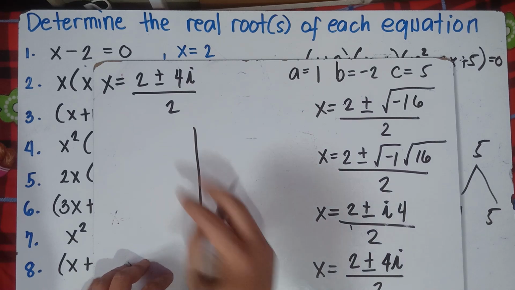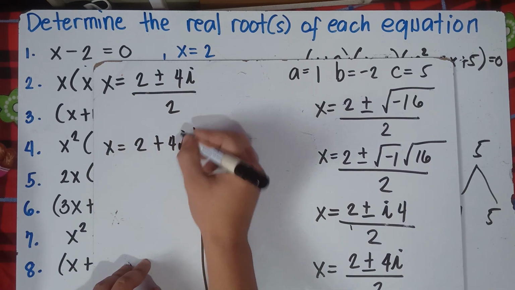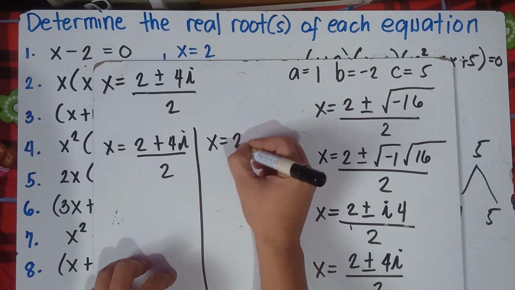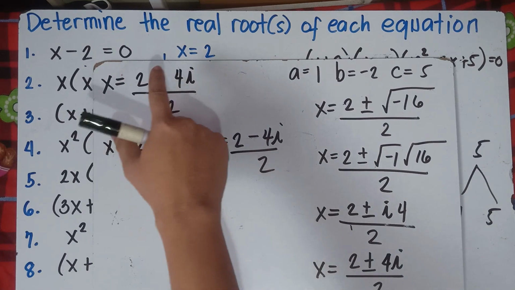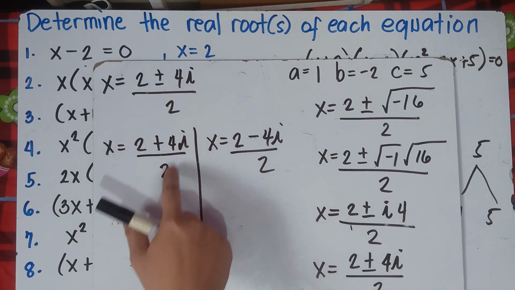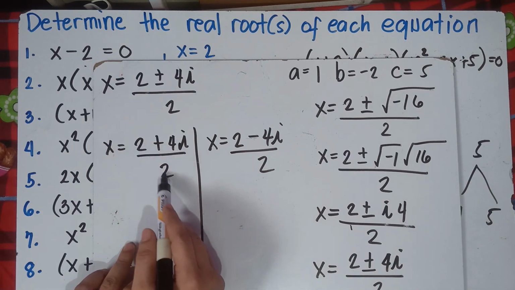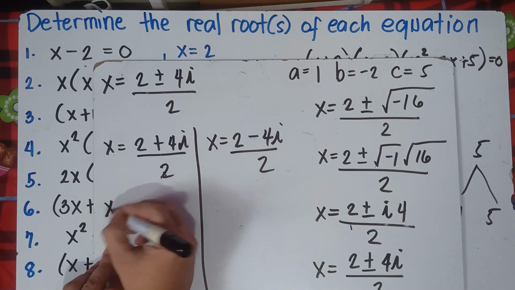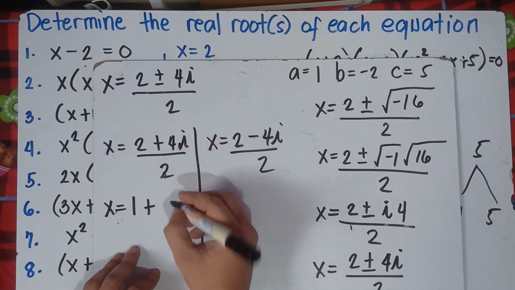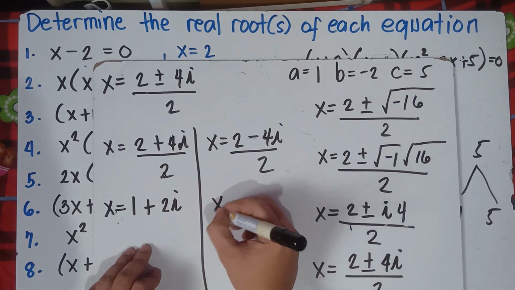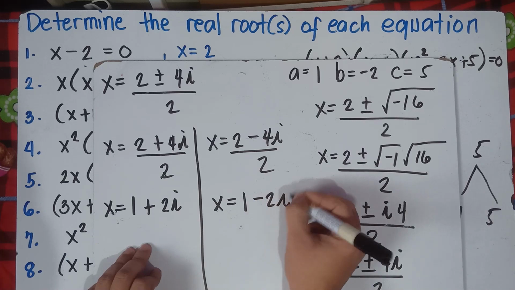Once again, you simplify this one. We have positive, then negative. So x equals 2 plus 4i over 2, and the other one, x equals 2 minus 4i over 2. You separate the positive and negative. Can we simplify this one? Yep, we can divide 2 by 2 and 4 by 2. So x equals 2 divided by 2, that is 1, plus 4 divided by 2, that is 2i. And the other one, x equals 2 divided by 2, that is 1, then negative 4 divided by 2, that's negative 2i.